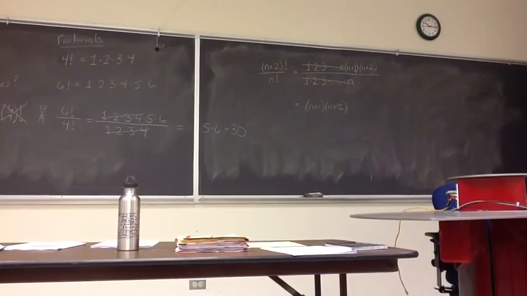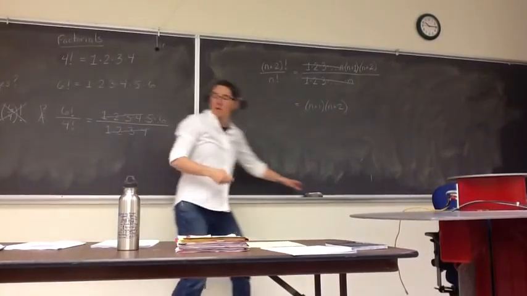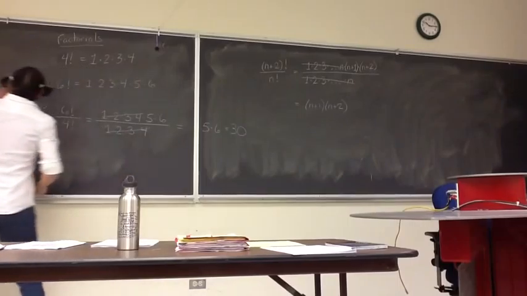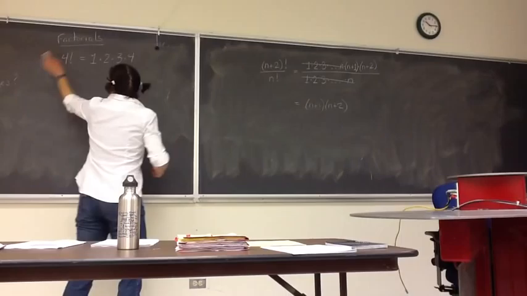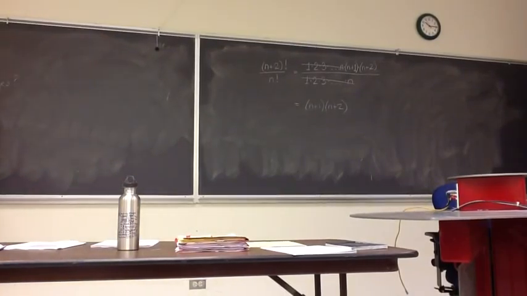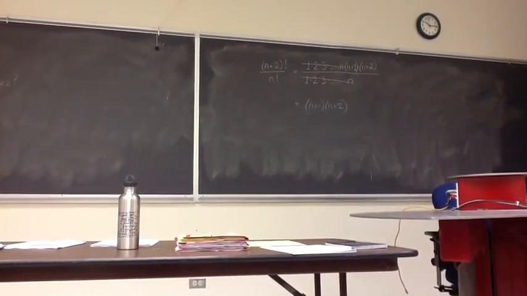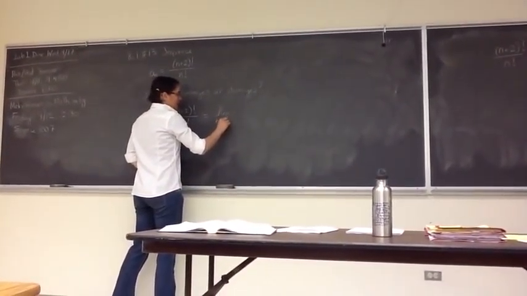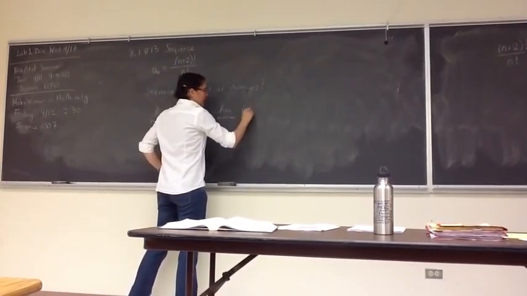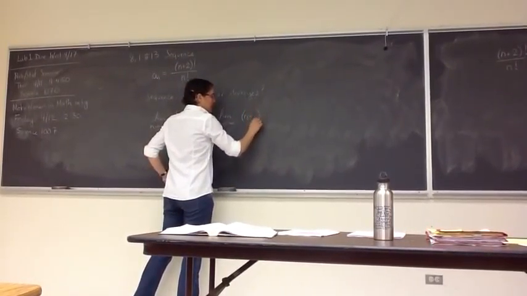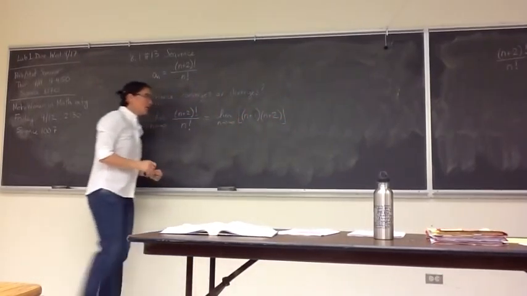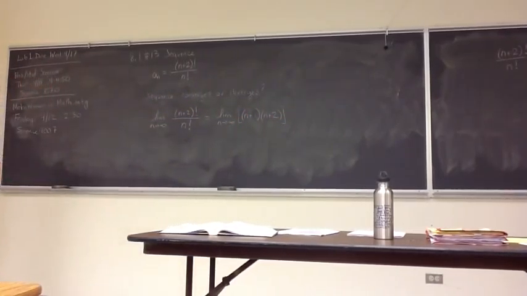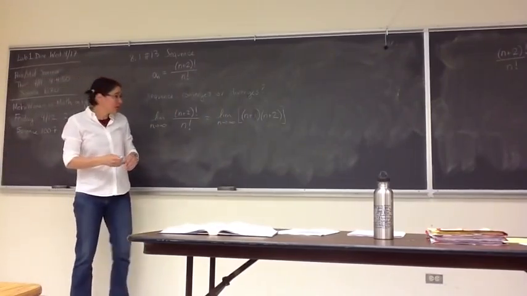All right, so this factorial that is used in our sequence here, if I expand these terms out and do the canceling like I did up there, then we end up with the limit as n goes to infinity of n plus 1 times n plus 2. So now we've gotten rid of all the factorials and we can analyze this.